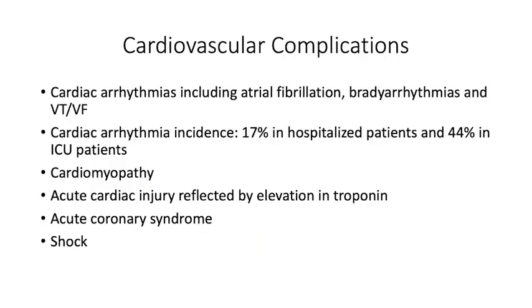So what are the cardiovascular complications associated with COVID-19? There have been reports of cardiac arrhythmias, including atrial fibrillation, bradyarrhythmias, and VT/VF. One study reported an incidence of around 17% of arrhythmias in hospitalized patients and 44% in ICU patients. There are reports of cardiomyopathy likely related to myocarditis, acute cardiac injury reflected by elevation in troponin, acute coronary syndrome, and shock. And shock is mostly septic shock, though there are cases of cardiogenic shock as well as mixed shock.